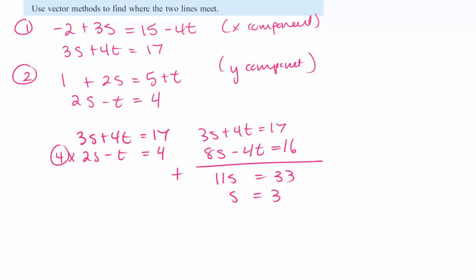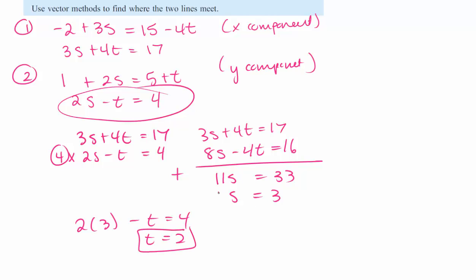Now I can find my t value by subbing it back into any of the equations. So if I'm going to sub this, let's say, into this equation, so 2 times 3 minus t is equal to 4. So t is equal to 2. Now remember, we're not trying to find s and t, we're just using them to find our x and y values.